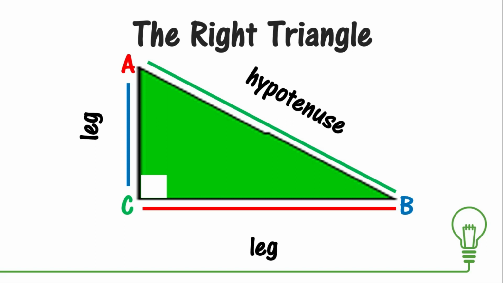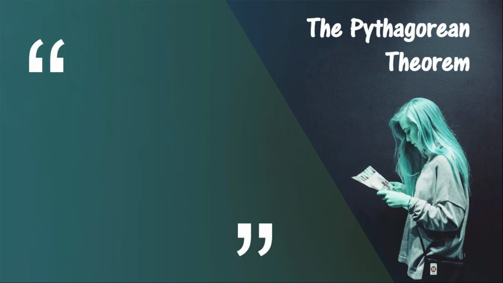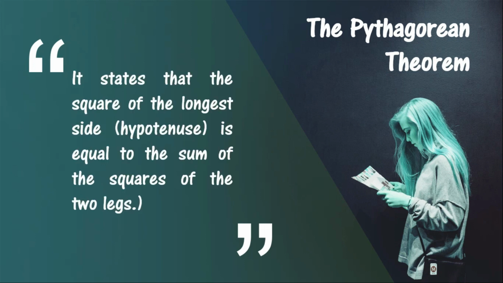Let us name the side opposite to angle A as side A, the side opposite to angle B as side B, and the one opposite to the right angle, or angle C, as side C. Now, this property is what we call the Pythagorean Theorem. What does the Pythagorean Theorem state? It states that the square of the longest side, which is the hypotenuse, is equal to the sum of the squares of the two legs.